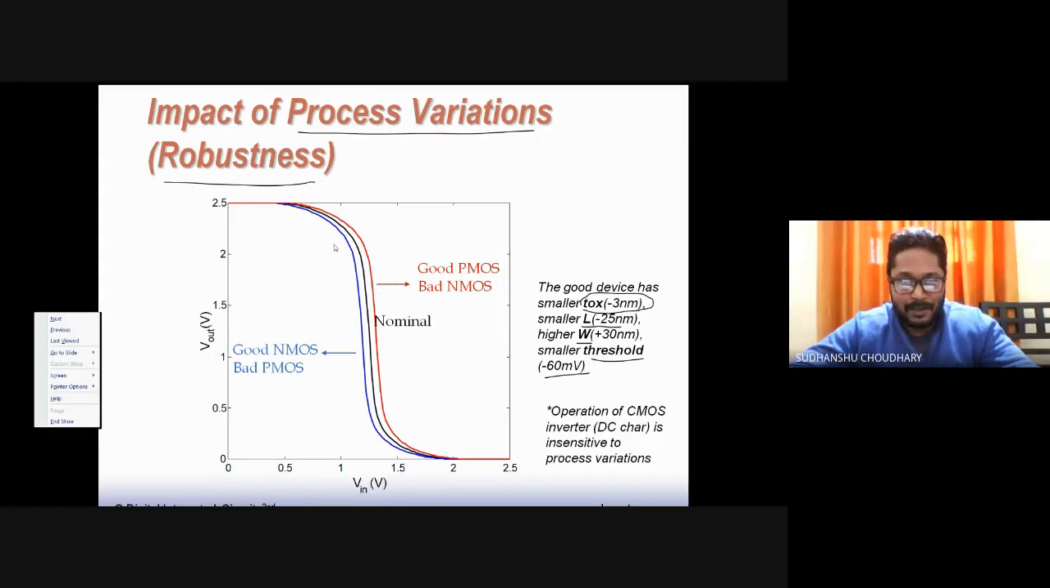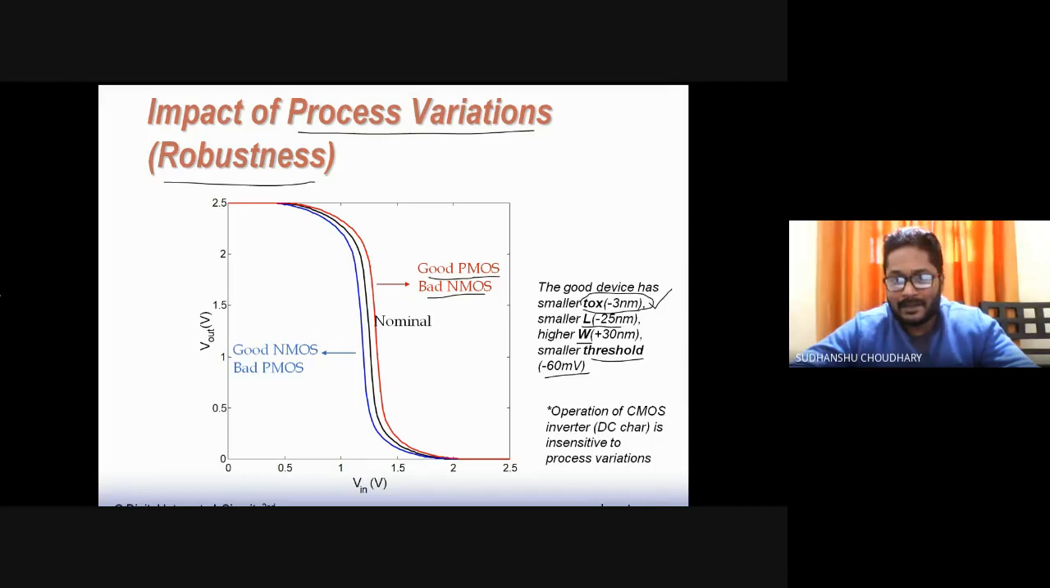Okay, so for example, here a simulation has been shown where this red line, the red VTC, corresponds to the case when my PMOS is good and NMOS is bad. I say my PMOS is good by observing the oxide thickness. If my oxide thickness is lesser by 3 nanometers, I say that this is a good oxide thickness. Or maybe the channel length is smaller by 25 nanometers, I say it's a good channel length.